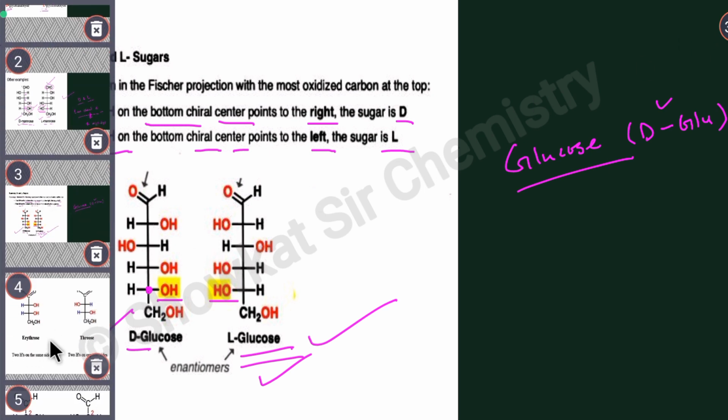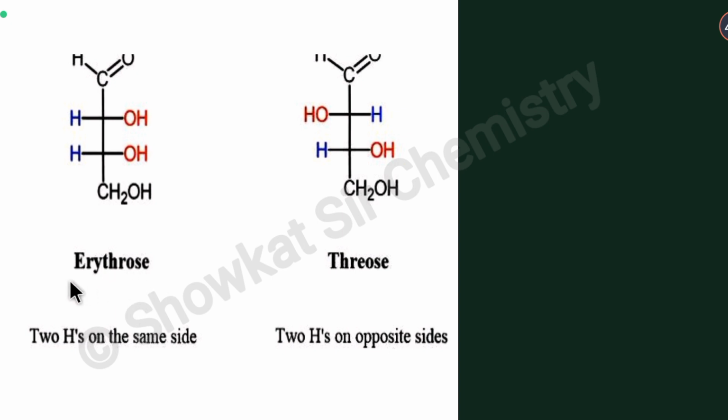Now let's move ahead. I have more examples. This is my erythrose. You can check here, the last chiral carbon is this one, so OH is on the right hand side, it is my D erythrose, right? Now similarly here, this is my threose, so OH here is also on the right hand side, so this is also D.